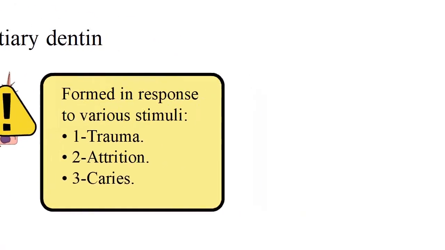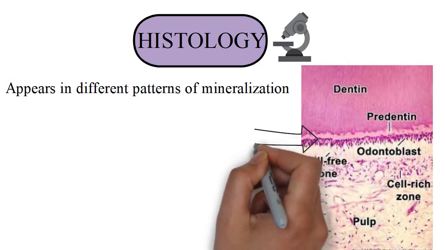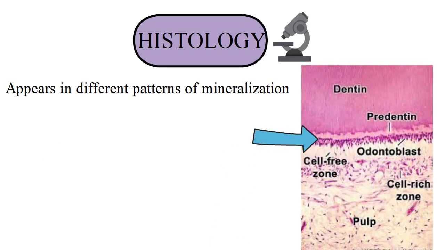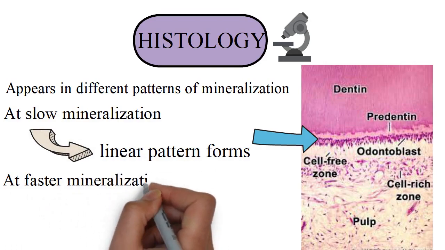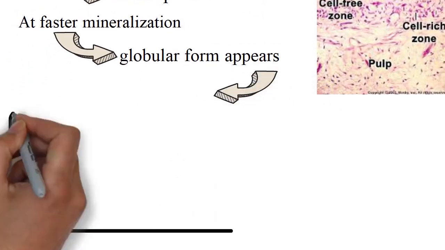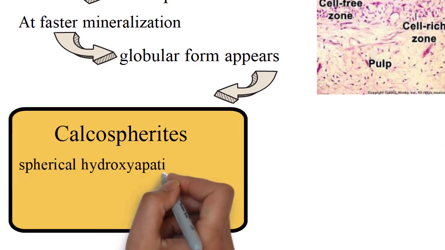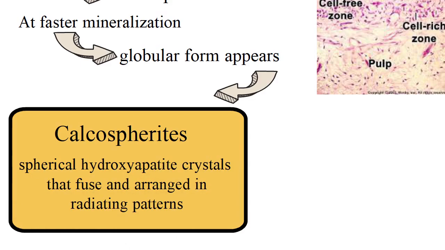The histology. Dentin appears in different patterns of mineralization front. The junction between predentin and mineralized dentin under the microscope varies according to the speed of mineralization: at slow mineralization a linear pattern forms, while in faster mineralization a globular form appears, caused by the formation of chalcospheroids, which are spherical hydroxyapatite crystals that fuse and arrange in radiating patterns.